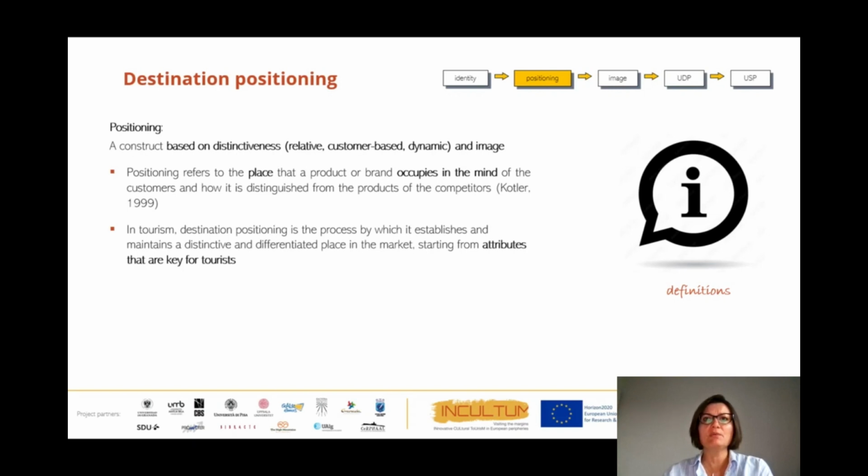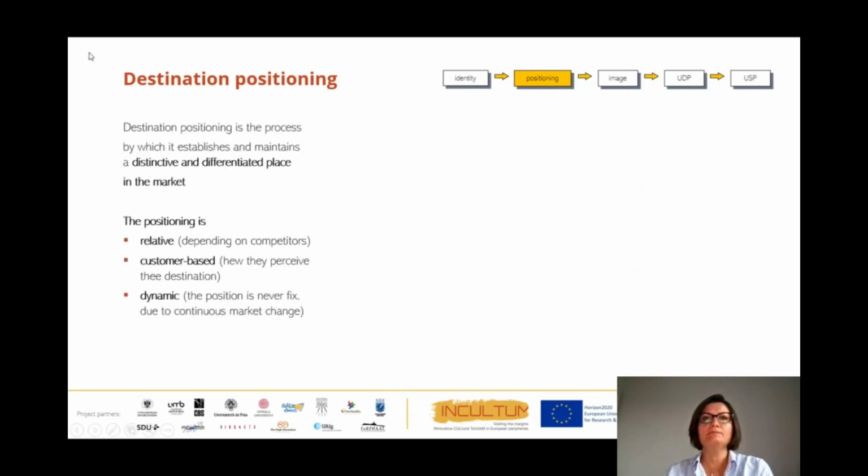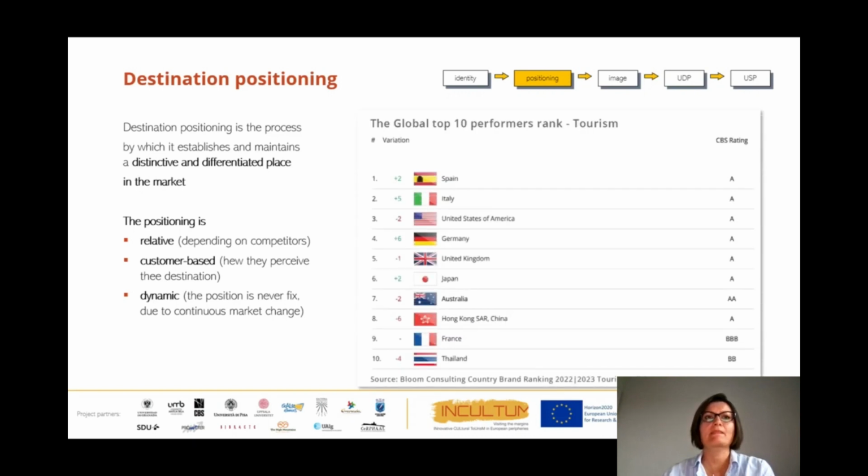In the meantime, new proposals appear on the market and the tourist takes them into account. Positioning is also customer-based. There is always a subjective element in the evaluation of our proposal, and it is dynamic. The market changes, and with it, our competitiveness.